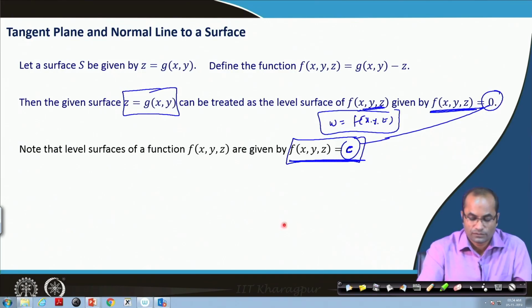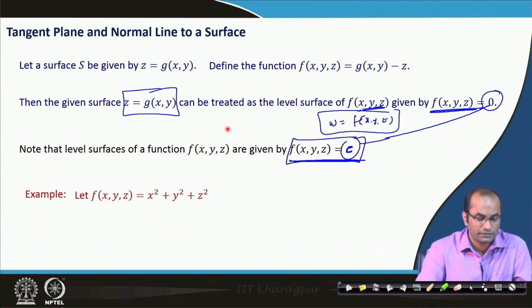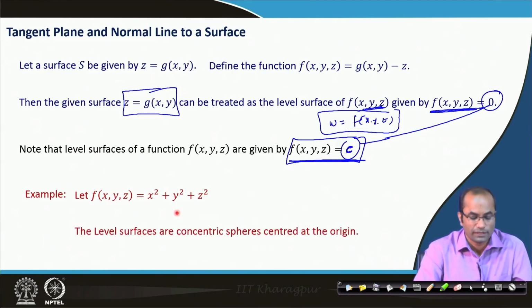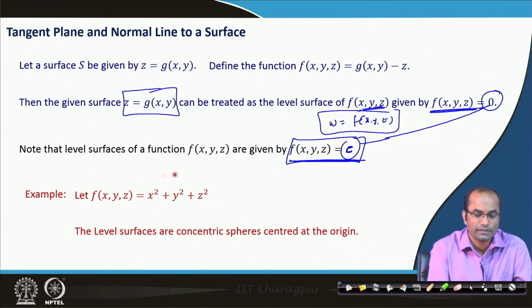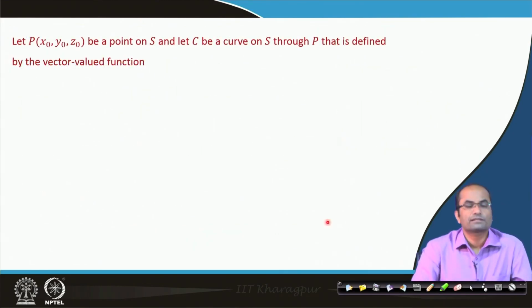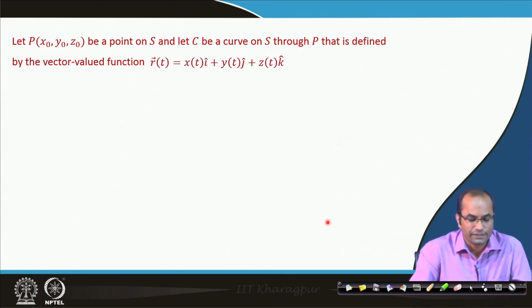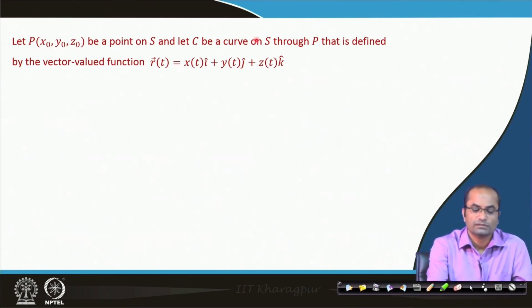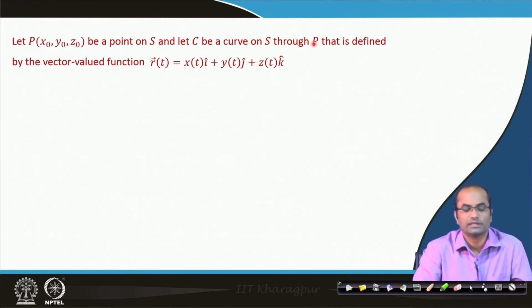Now, moving further, for instance, if we take this function f(x, y, z) is equal to x squared plus y squared plus z squared, in that case the level surfaces, by just putting this value equal to some constant, we will get the spheres which are centered at the origin. Let P(x0, y0, z0) be a point on a surface, and C be a curve which passes through this point and lies on the surface. So, C is a curve on S. The curve completely lies on the surface and it passes through the given point P.